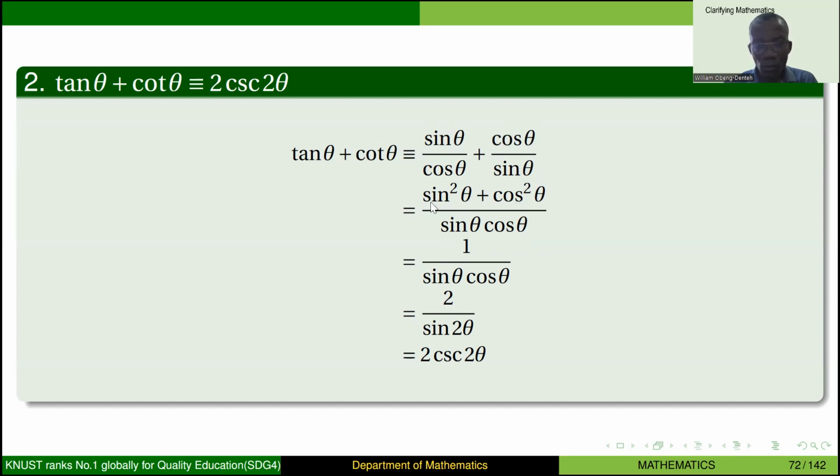The numerator will give us 1, so we have 1 here. Now sine theta cos theta. Let's introduce 2 on top and introduce 2 here. So we get 2, and then 2 sine theta cos theta gives us sine 2 theta. And then we know that 1 over sine 2 theta is cosec 2 theta. So we get 2 cosec 2 theta. So look at how we did it. We employ the identities we have studied before. That helps us to arrive at the correct answer.